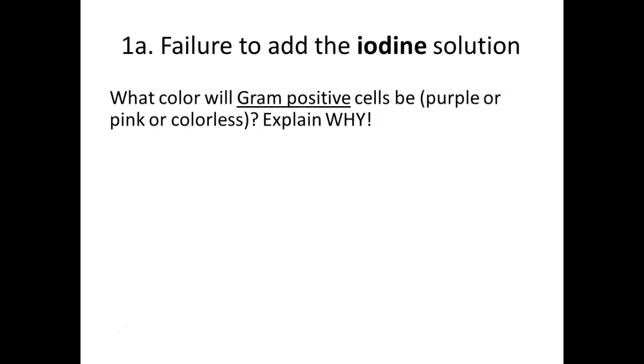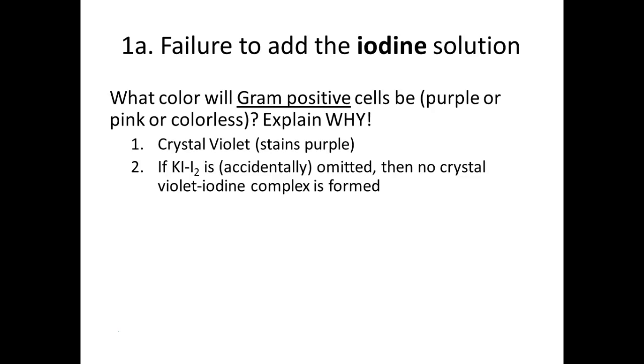So, what color will gram-positive cells be, purple or pink or colorless, if you fail to add the iodine? So let's go over each step. Well, the first step is crystal violet. You do that one, all the cells are going to be what? Purple. You skip the iodine, you forget. So we're going to get a larger molecule.